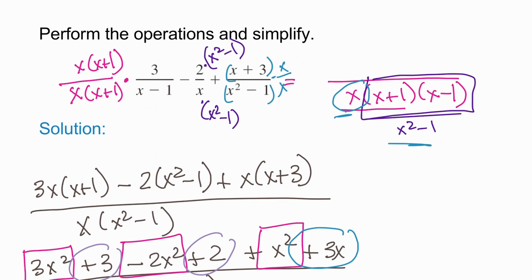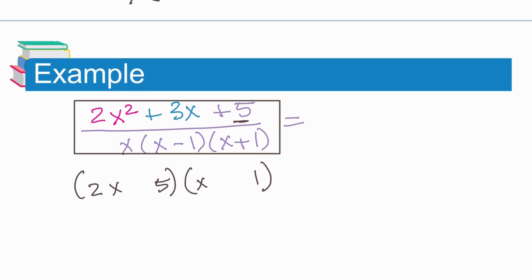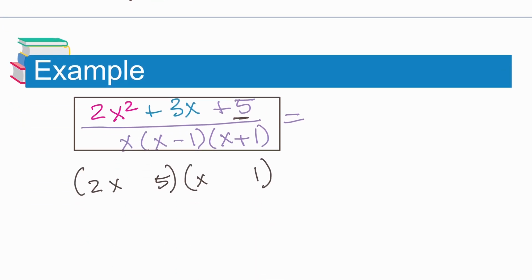And we did not cancel anything. So we don't need to worry about saying x cannot equal blah, blah, blah, because if we were asked what the domain was, we would have to say x cannot be 0, x cannot be positive 1, and x cannot be negative 1. But since we didn't cancel any of those, we don't say any of that. We just say this is our combined expression.